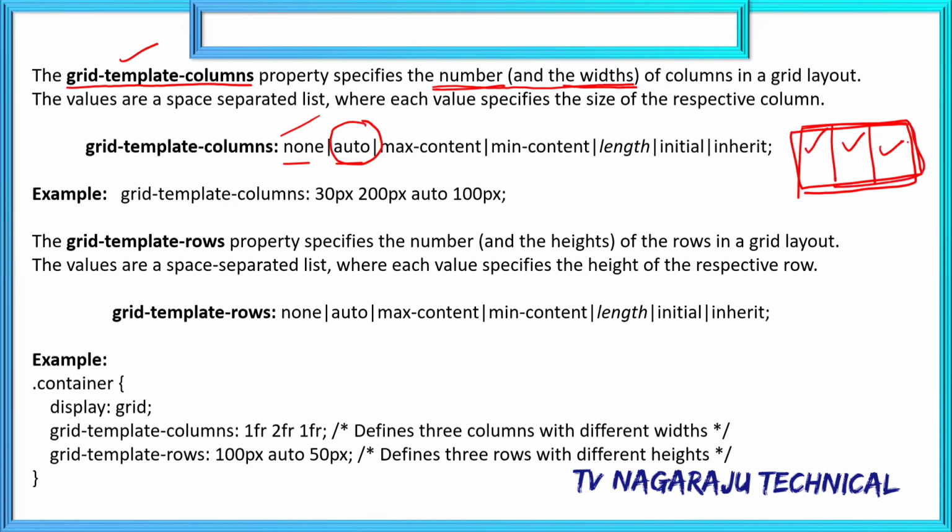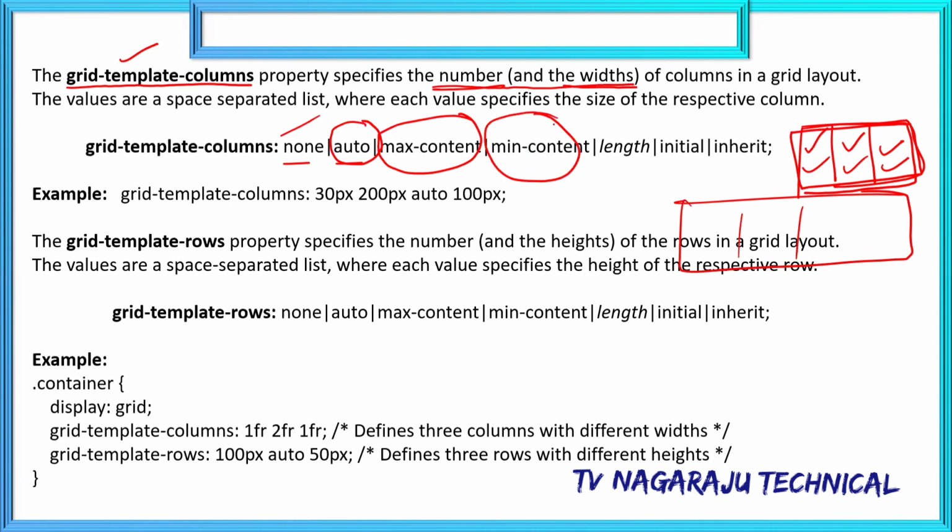For example, this is the layout. I want three columns, equally divided into three columns. Suppose if this is the layout, this layout is equally divided. Now, there are also max-content, the maximum content of a column, min-content, the length, initial, inherit. Anyway, while we move on, we will understand. The most important thing is auto, or else whatever the length you want, you can give.